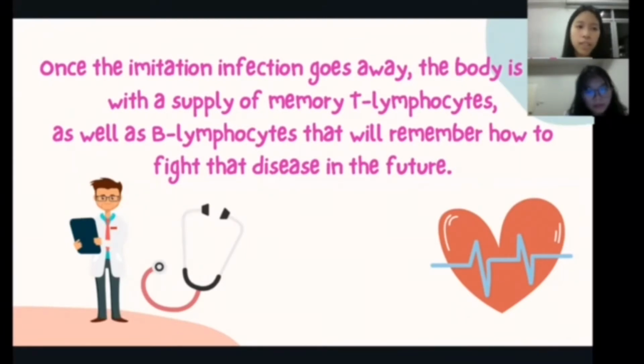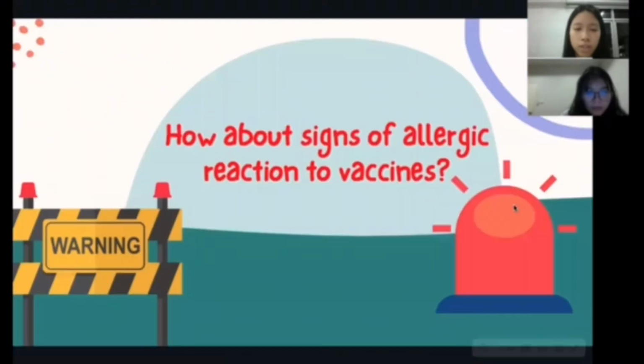Once the imitation infection goes away, the body is left with a supply of memory T lymphocytes as well as B lymphocytes that will remember how to fight the disease in the future. However, it typically takes a few weeks for the body to produce T lymphocytes and B lymphocytes after vaccination. Therefore, it is possible that a person infected with a disease just before or just after vaccination could develop symptoms and get the disease because the vaccine has not had enough time to provide protection.